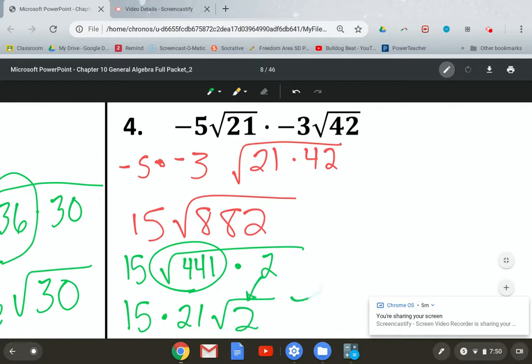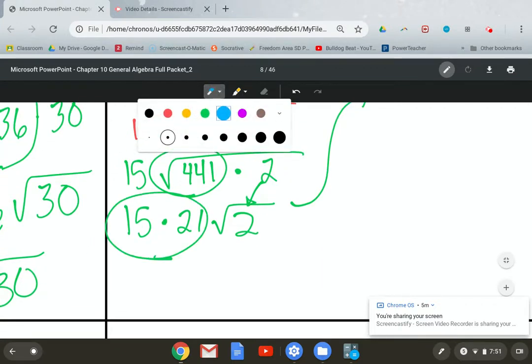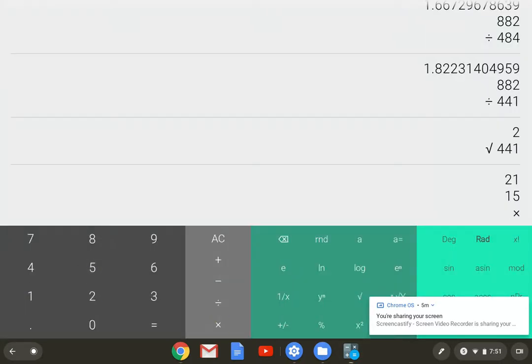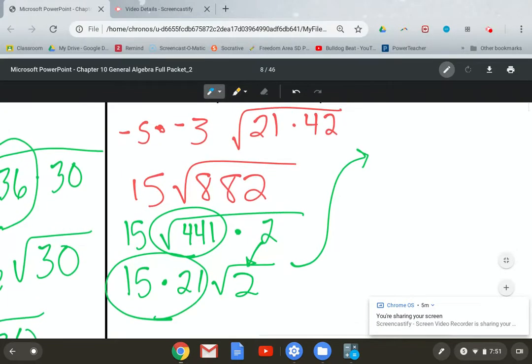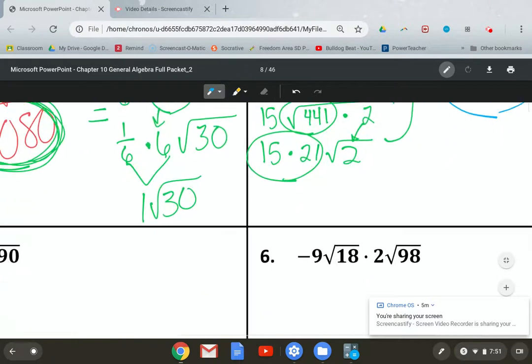Now, the last thing you're going to do is use your calculator to multiply the outside numbers. Multiply those puppies. 15 times 21 is 315. So the outside becomes 315. We leave the square root of 2 inside for a final answer. Number 5.